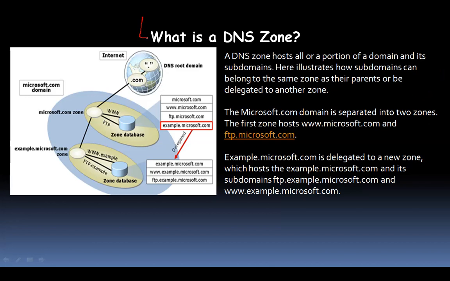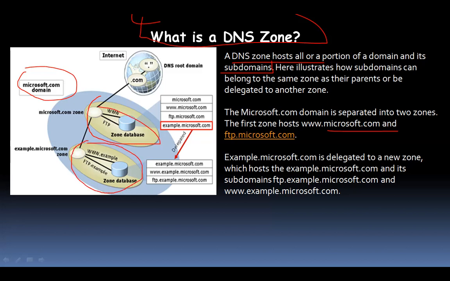What is a DNS zone, guys? Very important. A DNS zone hosts all or a portion of a domain and its subdomains. Here we will try to understand. The Microsoft.com domain is separated into two zones. So guys, again I will try to explain here. We have this Microsoft.com. Now it is separated into two zones. The first zone is www.microsoft.com, and the second one is ftp.microsoft.com. So we will see here how this is my FTP zone, and this is also an FTP zone, and we have one more.